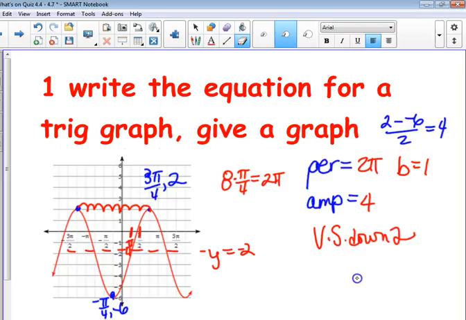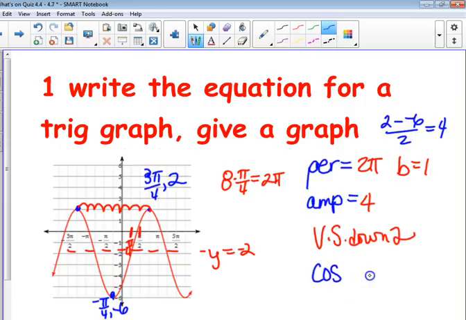Phase shift. Well, before we decide a phase shift, we need to decide if we want to do a sine, a cosine, a negative sine, a negative cosine. Want to do a regular cosine? Okay. If it's a regular cosine, then we need a phase shift.